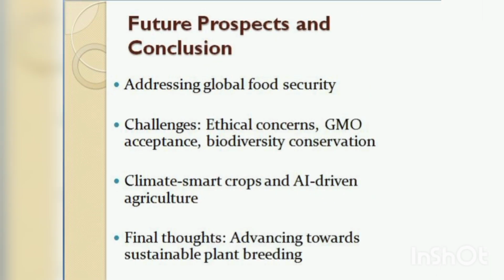Future prospects and conclusion. As we look ahead, plant breeding will continue to play a vital role in addressing global food security, climate change, and sustainability. Some of the key challenges include ethical concerns surrounding GMOs, acceptance of new technologies, and biodiversity conservation. Despite these challenges, plant breeding is moving toward more sustainable and environmentally friendly solutions, including climate-smart crops, precision breeding, and AI-driven agriculture.